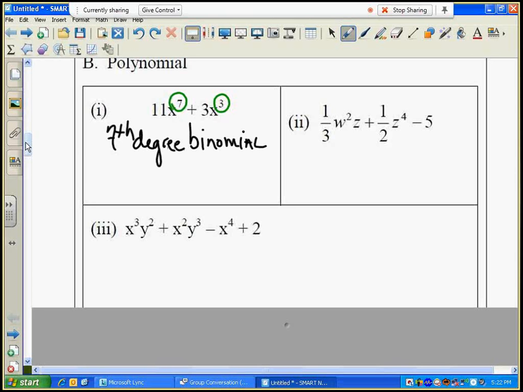For number 2, there are 3 terms. And each one of the 3 terms has its own degree. So you can see here the first term, this guy, has a degree of 2 plus 1, or that's a 3rd degree. The middle term here has a degree of 4. And the last term has no variables. So it has a degree of 0. So 4, 3, and 0, well, 4 is the highest. This will be a 4th degree. And since it has 1, 2, 3 terms, a 4th degree trinomial.